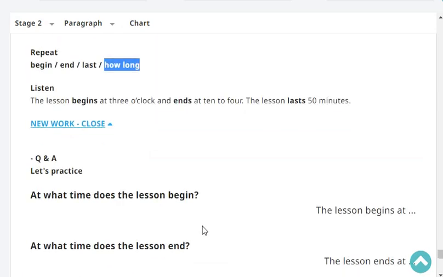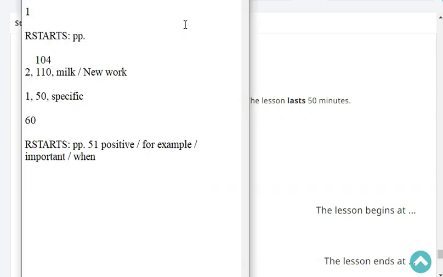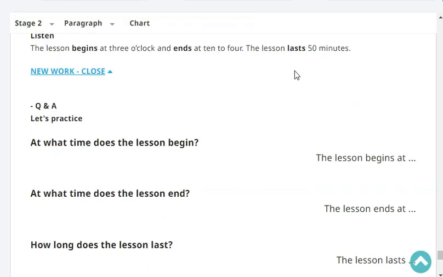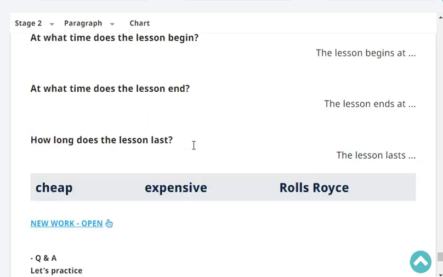Okay, let's practice. At what time does the lesson begin? The lesson begins at 6 p.m. Very good. At what time does the lesson end? The lesson ends at 6:25 p.m. Well, how long does the lesson last? The lesson lasts 25 minutes. Very good. Okay, now let's move on to your reading.